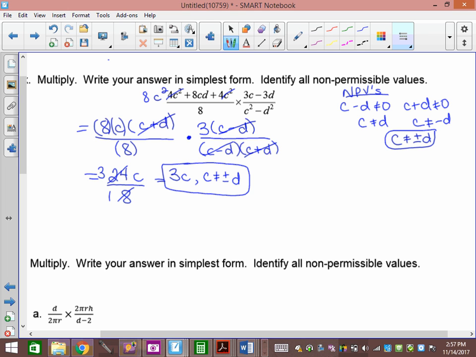No, c could equal 0 all it wants to. It's not going to. As long as it doesn't equal d, it's fine. If d was 0, then c technically couldn't be 0 because you get 0.